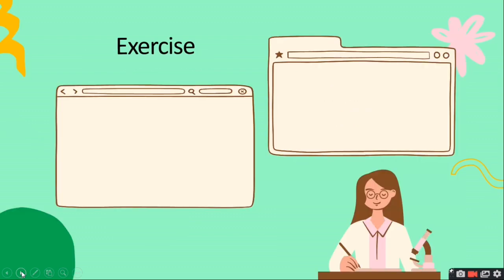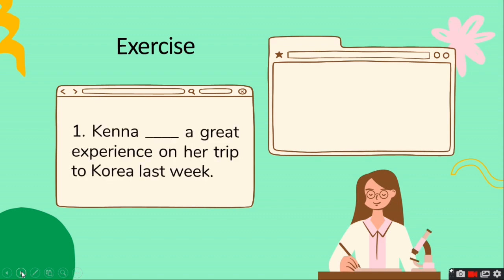Now, let's try this short exercise. For number 1, Kenna blank a great experience on her trip to Korea last week. Since it's indicated that the event happened last week, we automatically use the past tense had, whether there's one or more subjects in the sentence.